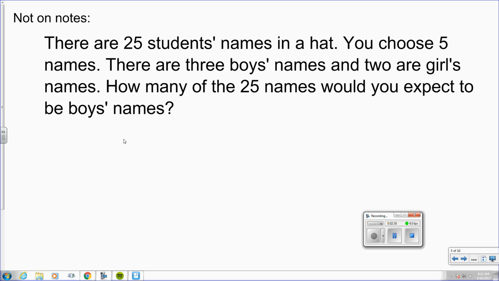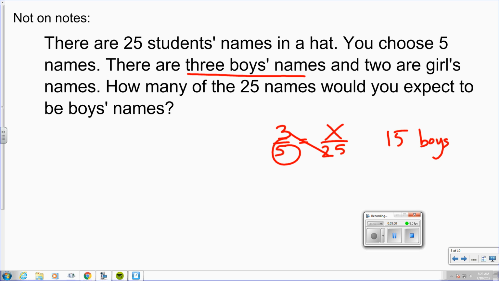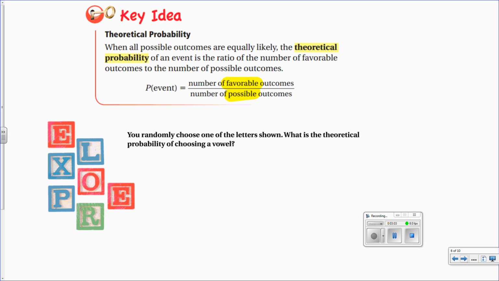So let's go back to our proportions again. We know that for boy names, there were 3 boy names out of the 5 you chose. So that was 3 out of 5. So we want to know how many would that be out of the 25. So look how we set that up. So you cross multiply again. 3 times 25 is 75. You divide that by 5. And you would find out that there should be about 15 boys if everything stays the same.